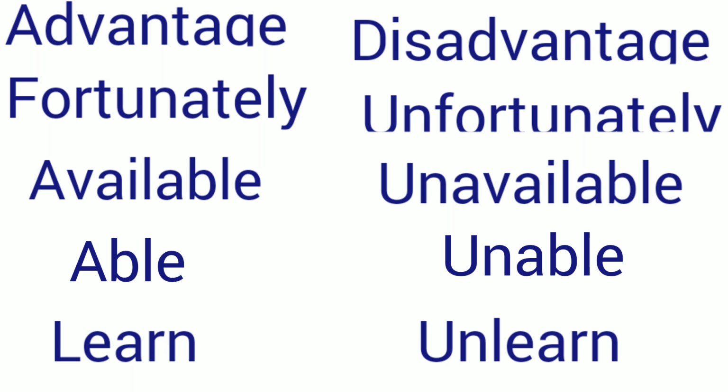Advantage, as we know, is the good side of something, and disadvantage is the loose side of something. Like when something is not favorable to you, it is of disadvantage to you. Fortunately, unfortunately, we still have available. If something is not available, it is unavailable. If something is able, then if you turn it the other way around, it is unable. So we have able and unable. We still have learn and unlearn. Okay, so I believe you understand it perfectly well now.